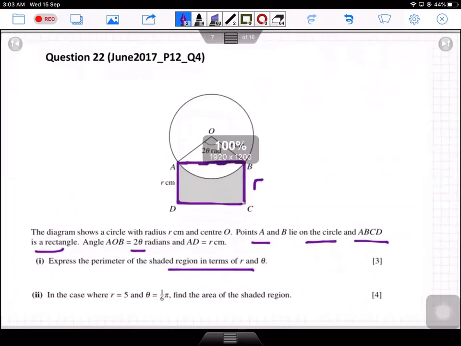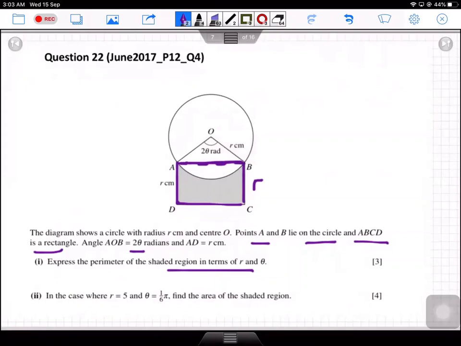Here we have the symmetrical property of circle, which we have studied in O level and IGCSE mathematics. If this point is X, this is basically the midpoint of AB, and AX will be equal to XB. So here we have a right angle triangle, OXB, and this OB is the hypotenuse, r centimeter, and this whole angle 2 theta will be divided into equal parts. So this angle is theta. We can find out XB in terms of r and theta.